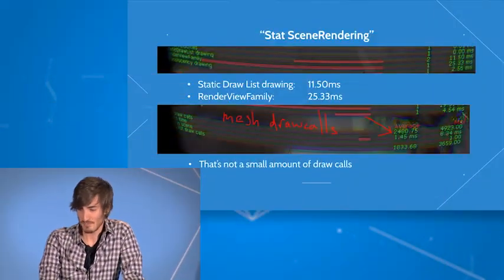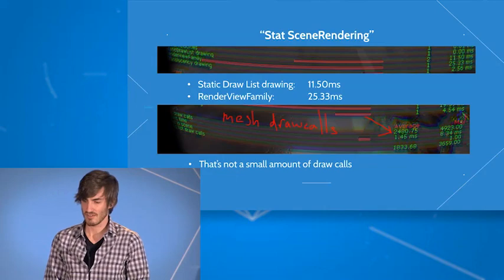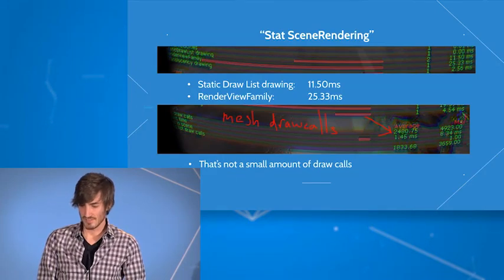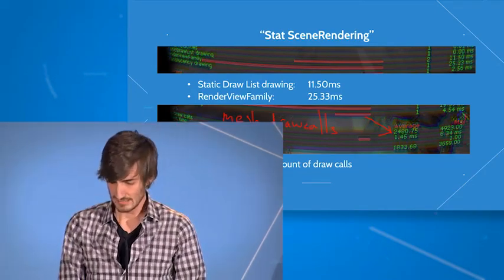We started profiling on our first playable. We threw all of our content in, we put it on our faces, and we went, oh shit, it runs at 30 frames per second. So the first thing we did was run stat scene rendering, where we found out that static list drawing was costing almost 12 milliseconds. The render view family was 25, and we were just in over our heads. But we can start to track what is causing this problem. So mesh draw calls, 2,500. That's not a small amount. Let's write it down.